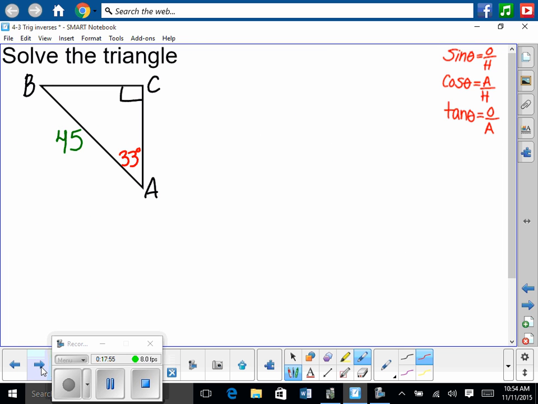Okay, let's do another one. Here we go, are you ready to do another one? Of course. Okay, here we go. So, solve the triangle. Guys, pipe down.